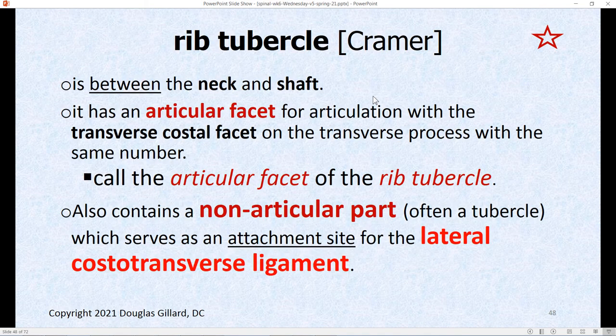Great. So now working our way back, we have the rib tubercle. It does have an articular facet on it, which we saw in lab. What does that thing do? That's important because that's what hooks up with the facet on the transverse process. The transverse costal facet meets the articular facet of the rib tubercle to form the costal transverse joint.